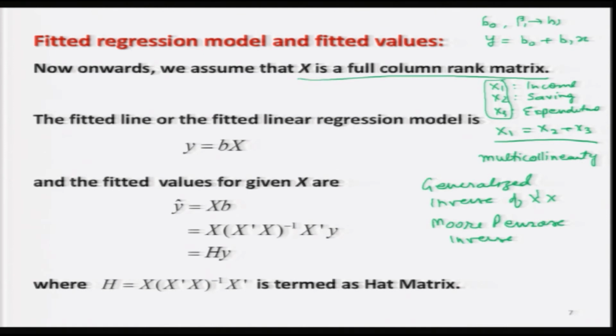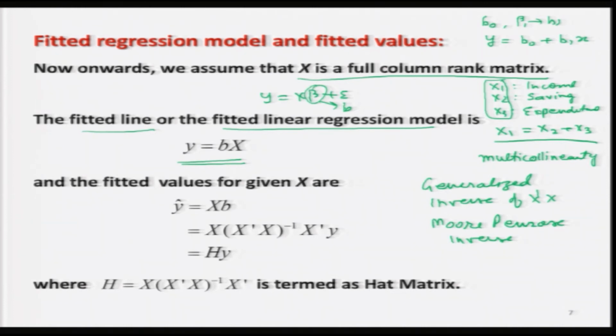So, working on the same line, if you remember, we had simply replaced the estimated value of the parameter in place of the true parameter. Same thing I am trying to do here. Our model was y equal to x beta plus epsilon. Now, I am trying to estimate this beta by b. So, I can replace this beta by b and write y is equal to xb. This is our fitted line, or the fitted linear regression model.